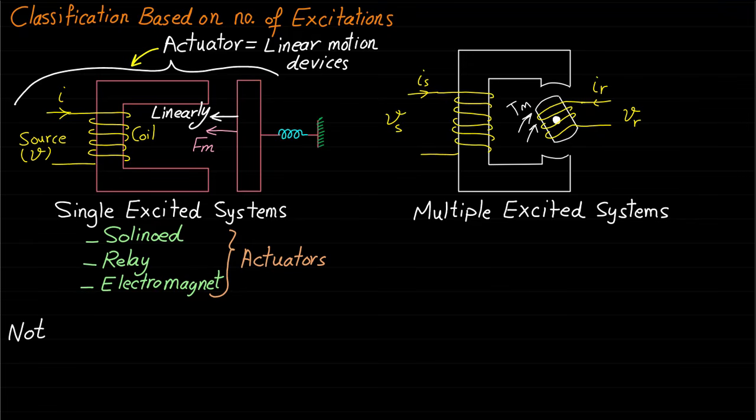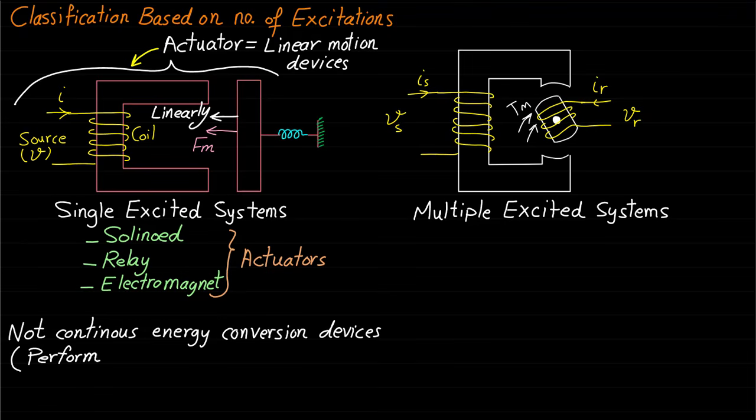Basically, actuators are not continuous energy conversion devices. That means actuators perform the energy conversion or the mechanical movement only once during the excitation. In other words, the moving part of the actuator moves and then stops during the excitation. Once the excitation is removed, the actuator moving part resets to its original state.